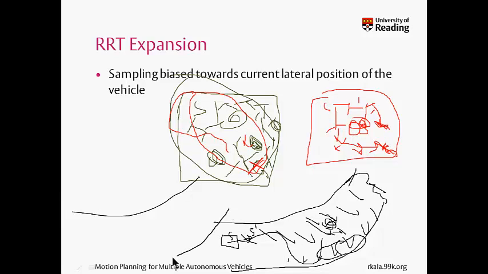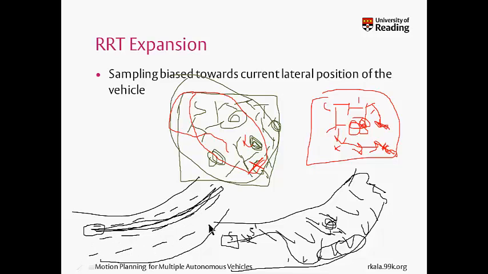So in a road scenario like this, I'll draw this again. In a road scenario like this, what we'd say is that this is the most favorable region. These are the slightly favorable regions. These are very unfavorable regions. So as we go away from the lateral position of the vehicle, the probability of a sample being generated there reduces.